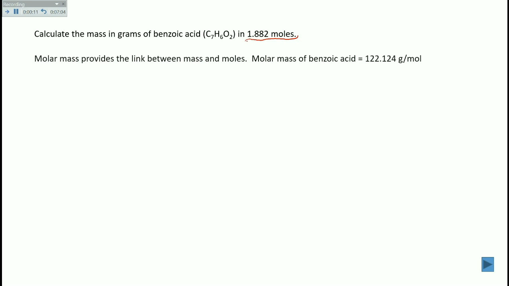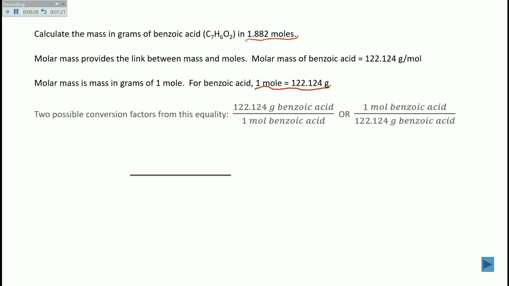Well, I need the same information. I need the molar mass of benzoic acid. We already know that. I have 122.124 grams in each mole, and I can represent that as an equality. 1 mole of benzoic acid equals 122.124 grams. Same two possible conversion factors, grams over moles or moles over grams.